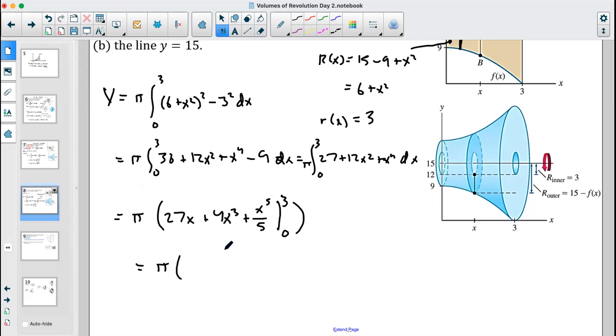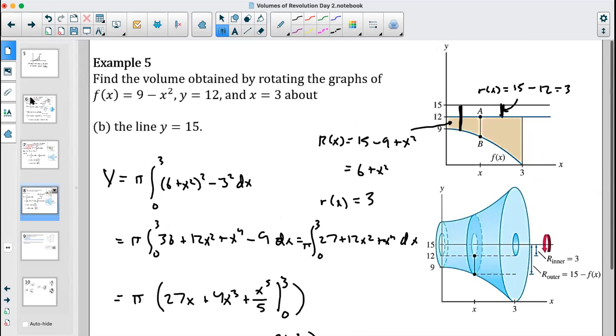Let's see, we get 3 times 27 is 81. 3 cubed is 27 times 4 is 108. That's right. Minus 243 over 5. That number seems to come up a lot in these problems. Minus, they're all zeros when you plug in a 0. So this is the answer, 189 minus 243 over 5, which is some number that I'm not going to figure out right now, but this is the answer.